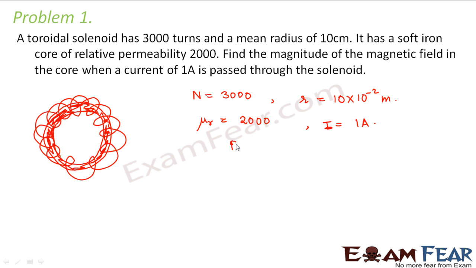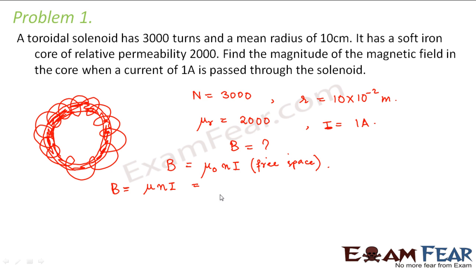So how do we find the magnitude of the magnetic field inside the solenoid? We already know that the magnitude of magnetic field inside a solenoid is given by mu naught Ni when we were talking about free space, when no material was inserted. But now that a material is inserted inside, and that too with a relative permeability of 2000, the magnetic field will be equal to mu into Ni.